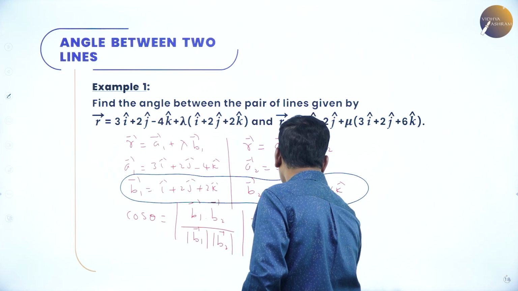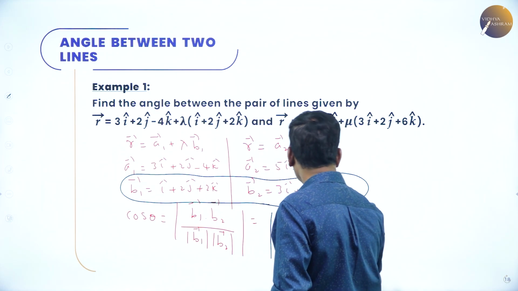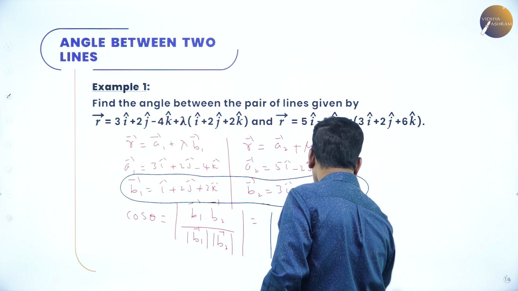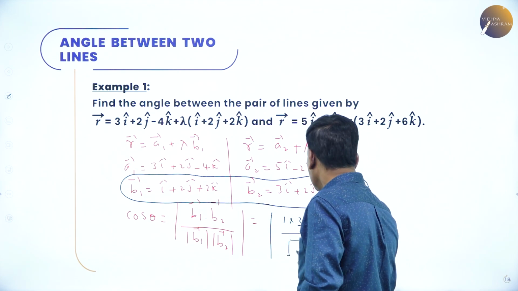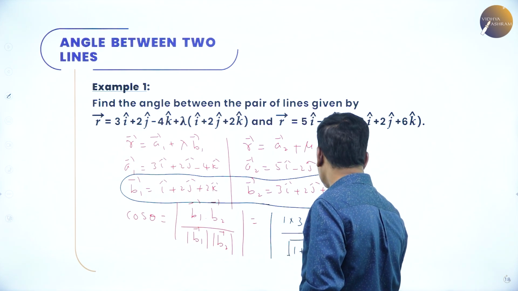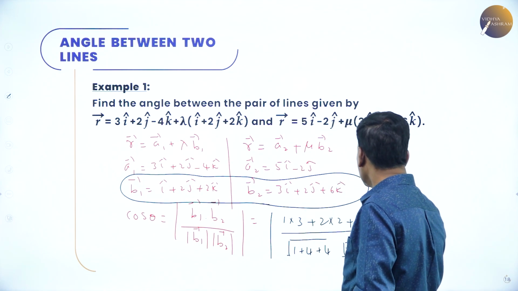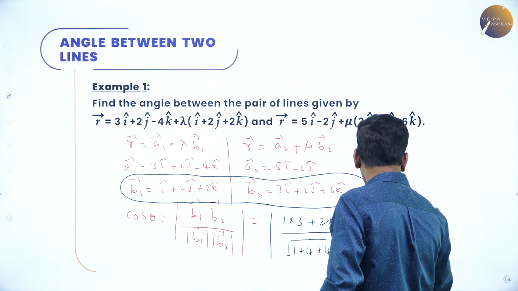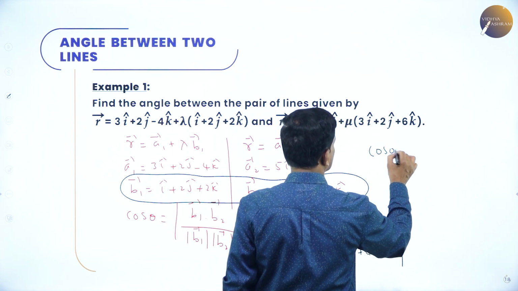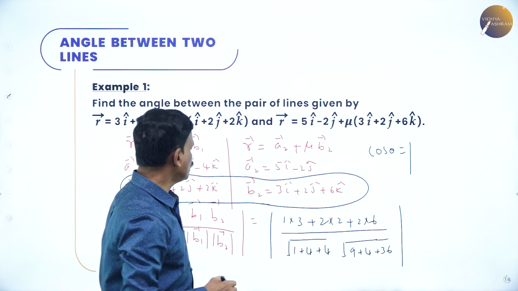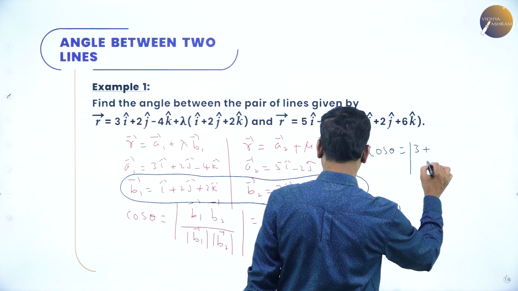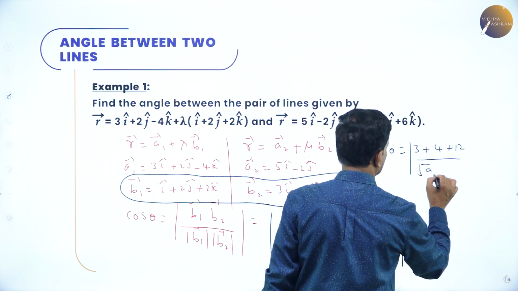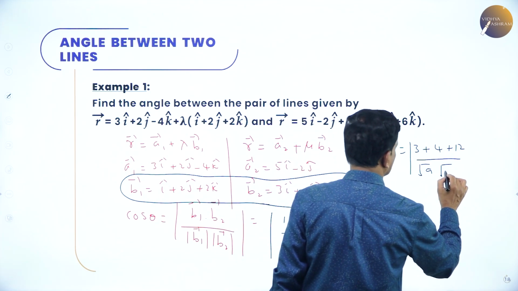Modulus of 1 into 3 plus 2 into 2 plus 2 into 6, divided by the length of b1, which is 1 square plus 2 square plus 2 square, which is 1 plus 4 plus 4. Similarly, the length of b2 is 3 square, 9, plus 2 square, 4, plus 6 square, 36. Now, what is this equal to? Cos theta equals modulus of 3 plus 4 plus 12 divided by square root of 9 into square root of 49.